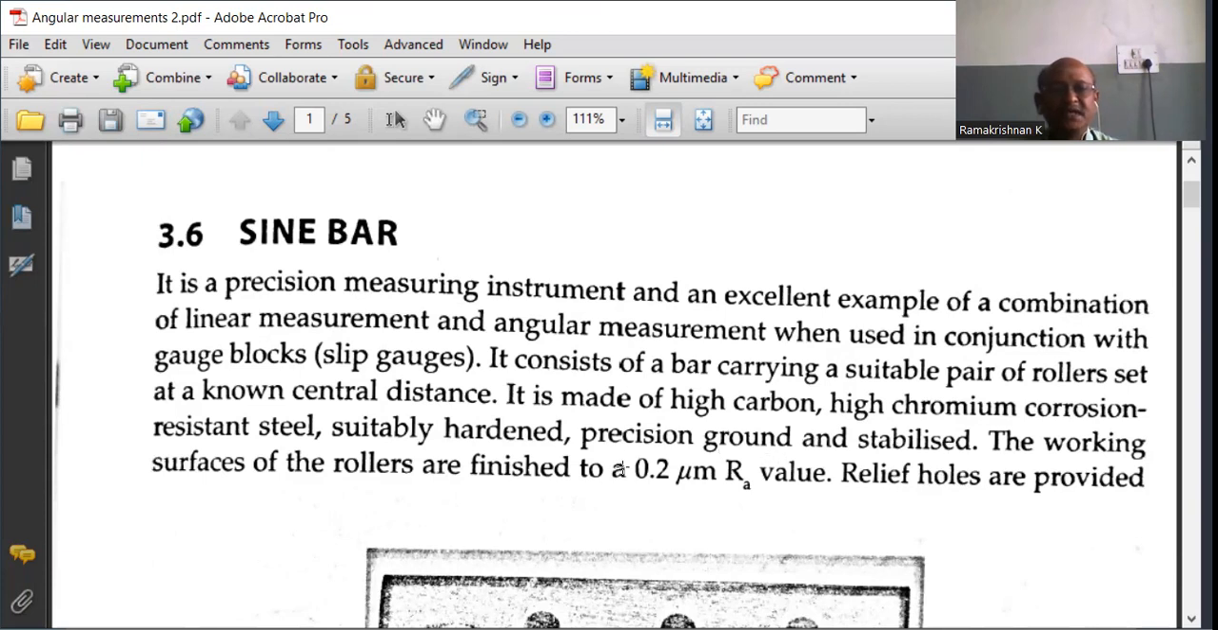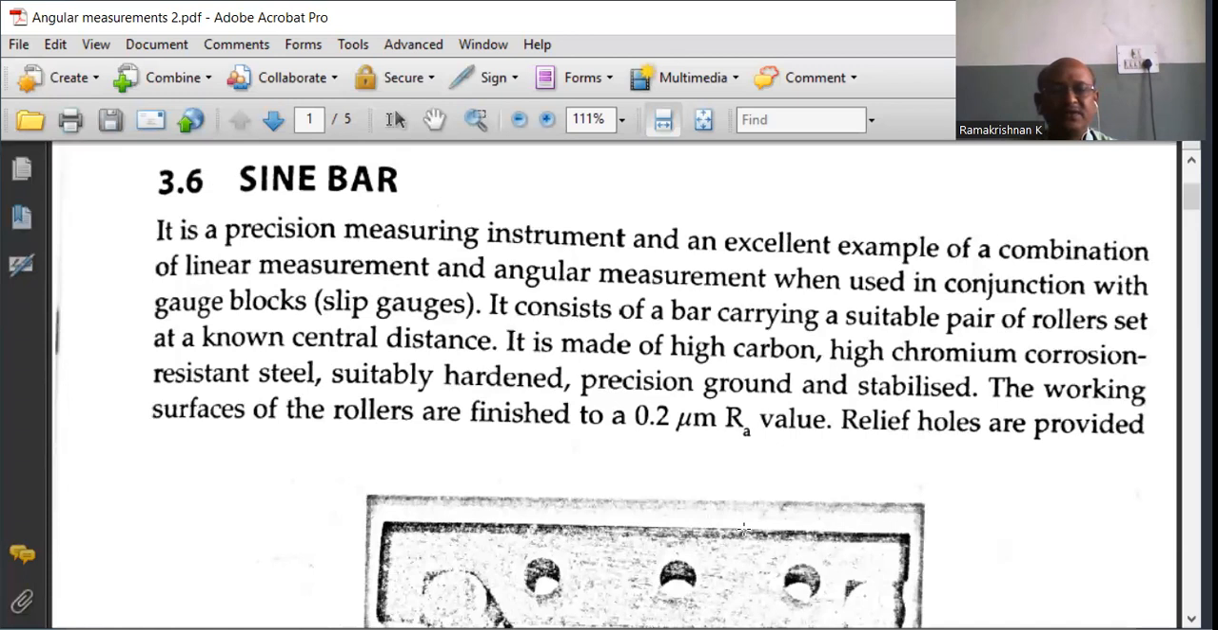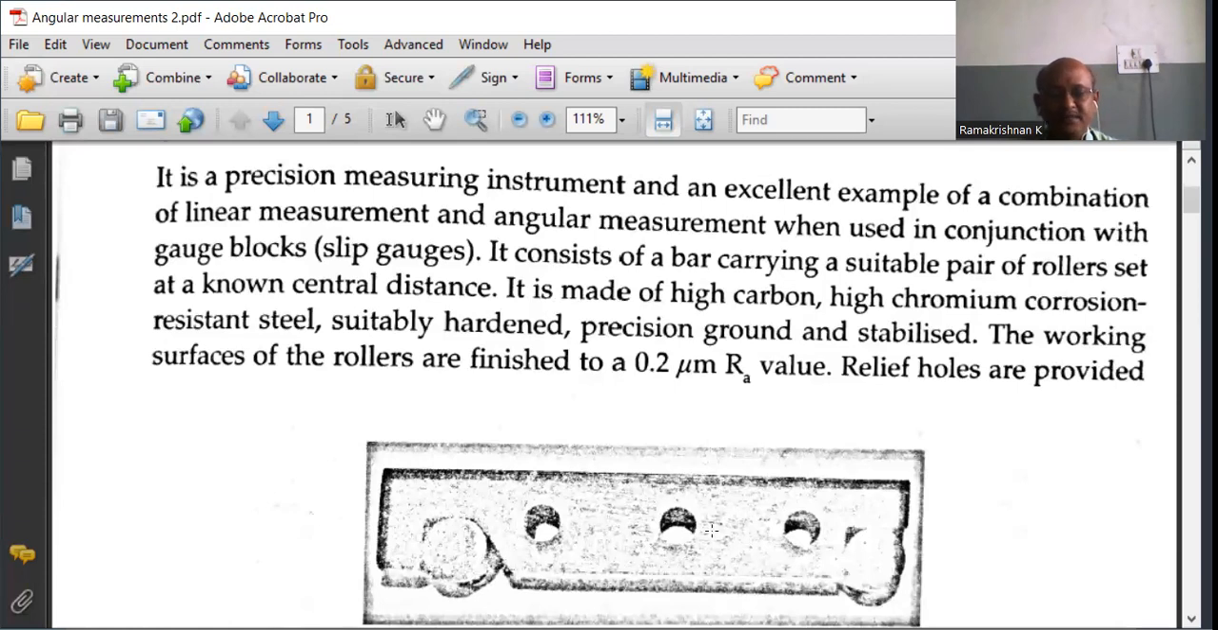So the long bar is provided with rollers, 2 rollers at both ends. The working surfaces of the rollers are finished to a 0.2 micrometer Ra value. And there's a lengthy bar and the rollers. Apart from that, there are some relief holes provided. The holes are provided only for 2 purposes: one for easy handling and to reduce the weight of the bar.